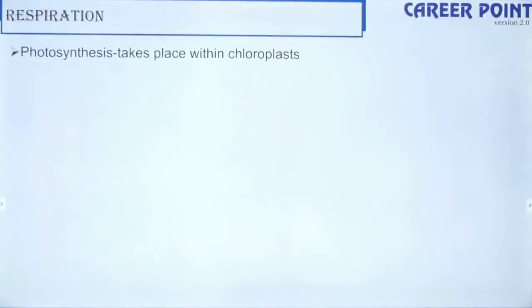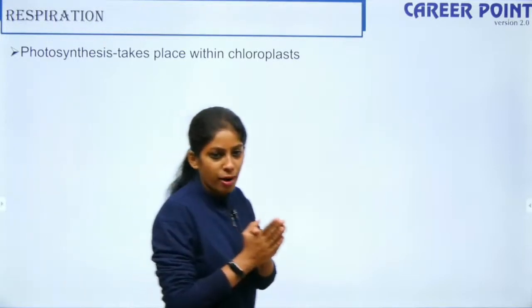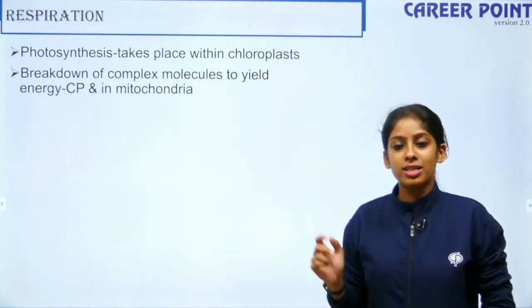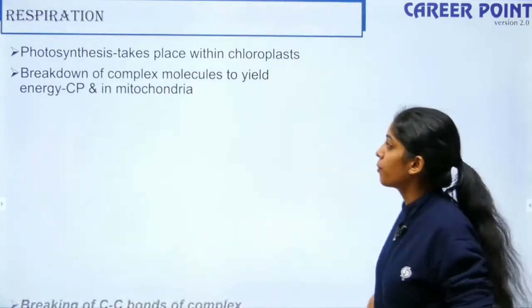So moving further, how do we define respiration? Photosynthesis is the process by which plants prepare food, and photosynthesis takes place within the chloroplast. The chloroplast is a double-walled organelle that is present in your plant cells.